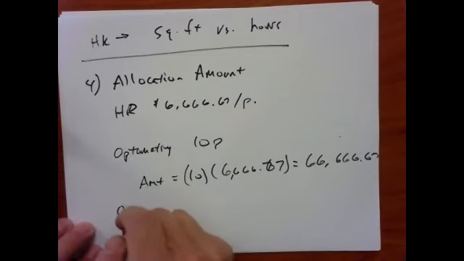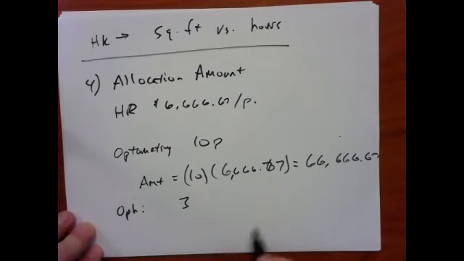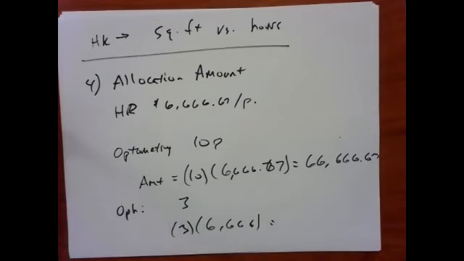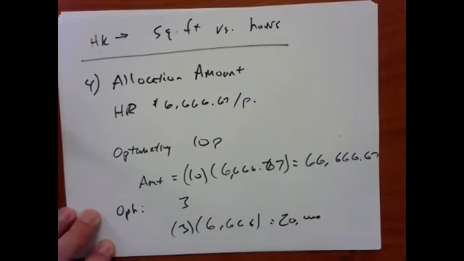If ophthalmology, I can never spell that right, it's a goofy spelling, if they have 3 people, then they're going to be 3 times 6,666.67, which is whatever it is. That's 20,000, right? Okay, so that's it. 4 steps.